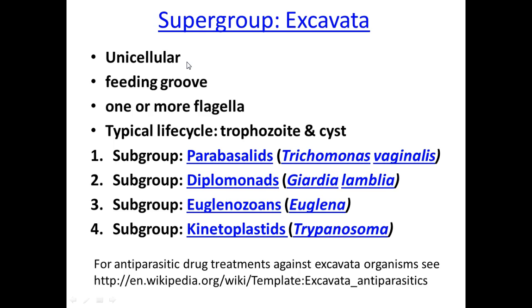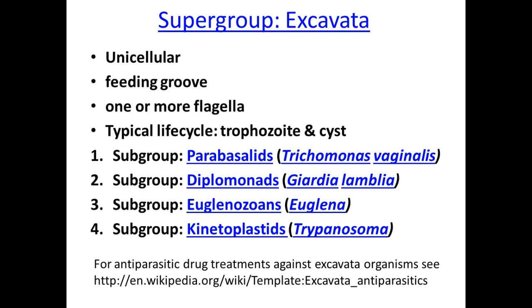So all of these organisms in the supergroup Excavata have these common attributes. Again, remember we're grouping them based on attributes. They're unicellular, they have a feeding groove, they have one or more flagella, and they typically have a life cycle that has a trophocyte and a cyst phase. Anyone know what a cyst is? It's a resting stage.